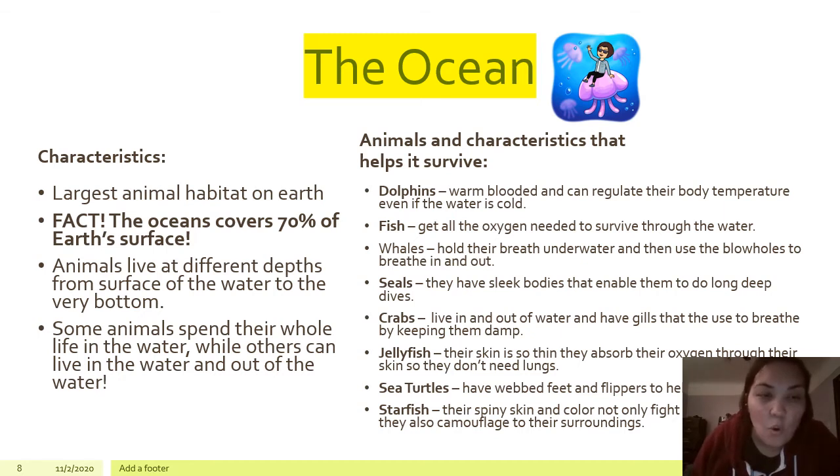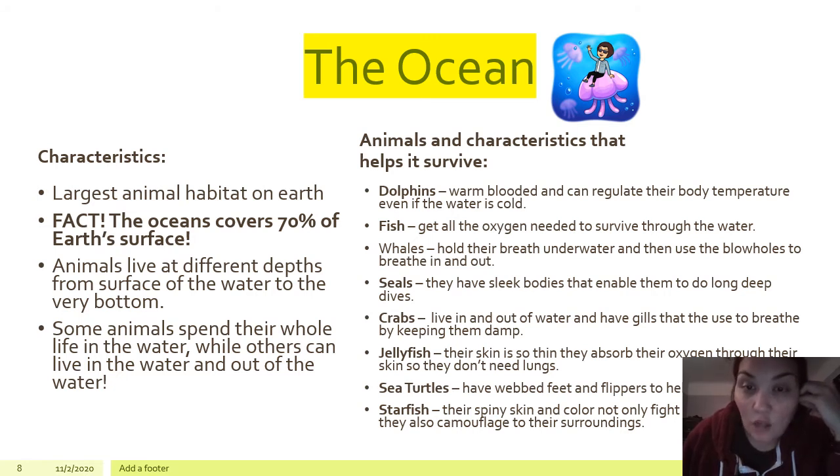Some animals spend their whole lives in the water while others can go in and out of the water. We're going to talk a little bit about those animals. Okay, so instead of our binoculars, we're going to get our snorkel gears on. Ready? So let's take a look to see what we can find, everybody. Okay, so dolphins. Dolphins are warm-blooded and can regulate their body temperature even if the water is cold.